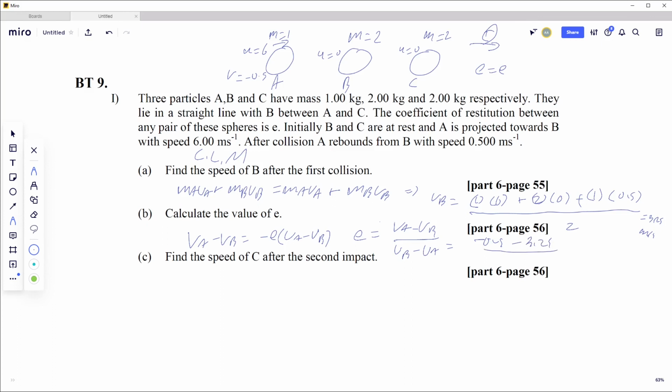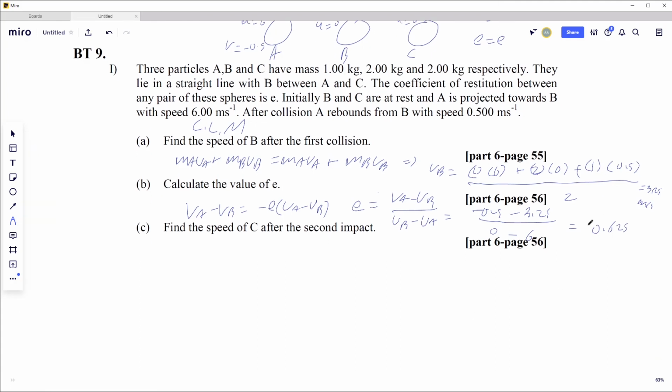Anyways, UB, we just got VB, I mean, is minus 3.25 over UB, which is 0, minus UA, which is 6. You're going to get minus 0.5 minus 3.25 over minus 6. So you get 0.625. Again, a feasible number between 0 and 1.